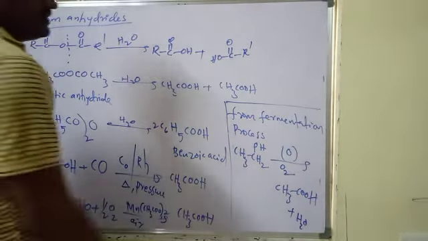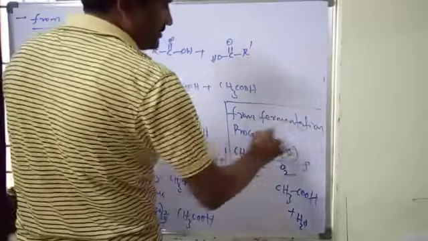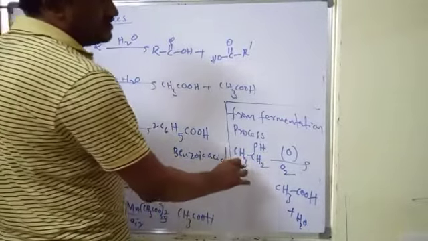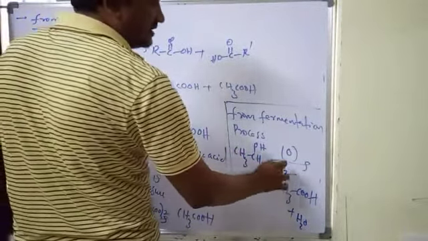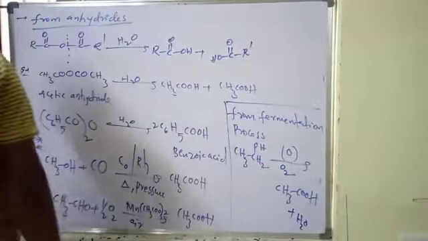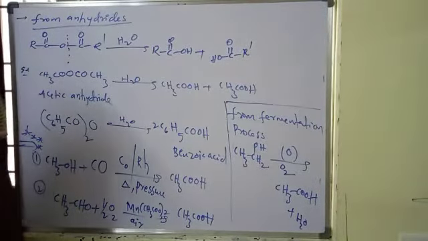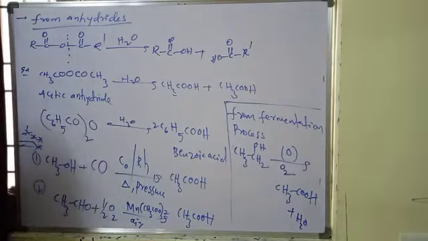Oxygen and ethanol: from the fermentation process we get ethanol. When ethanol is passed through air, with oxygen we get acetic acid. So these are the methods of preparation of carboxylic acids.